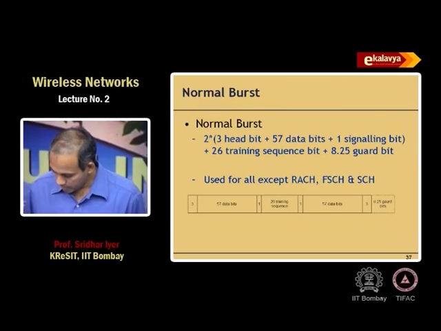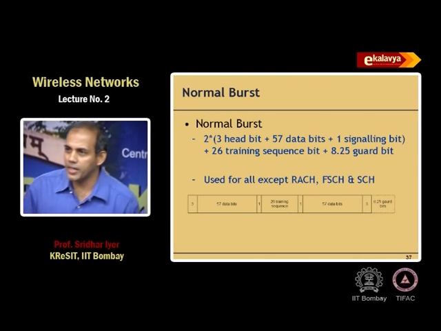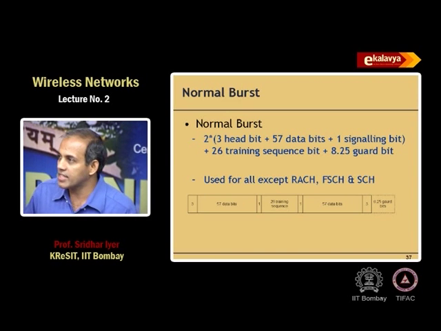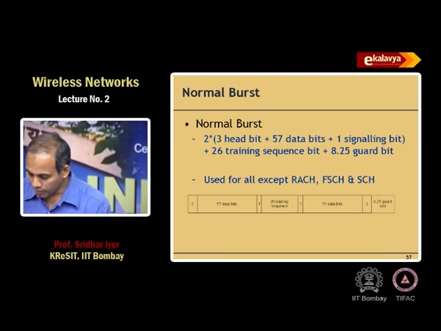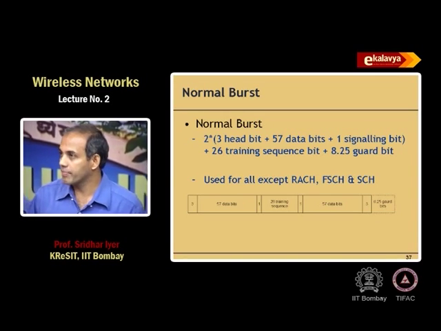Okay, what is 8.25 guard bits? 8.25 is not guard bits, actually it is guard time, okay? So since we are saying 577 microseconds, and if you convert all of this, it will come to slightly short of 9 bits. It's 8.25. So don't think of it as bits, but it's a certain amount of time which is left vacant on the channel. Guard time it is.